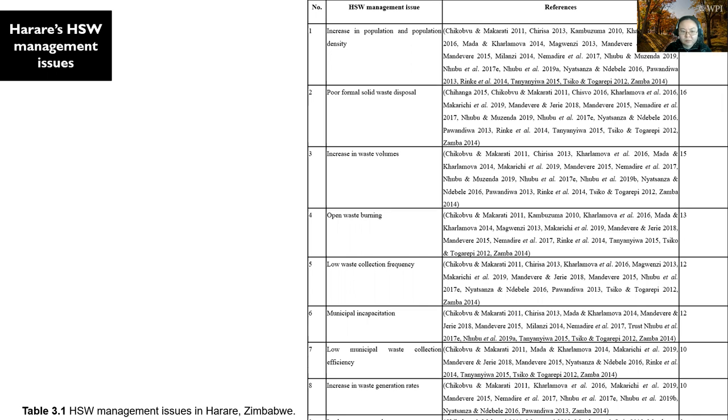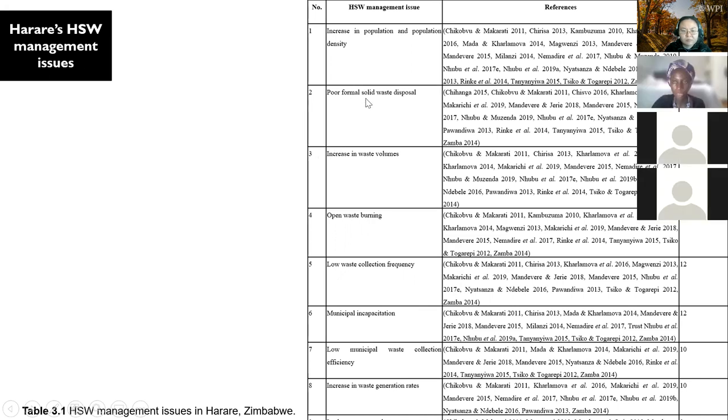We started ranking them, from the issues which were most reported to the issues which were least reported. And we just assumed that the most reported issues were the most important or the most prevalent ones in Harare. Now, there are a number of issues that we found. As you can see, the font is small and the table goes on and on, so I just had to show a bit of it.